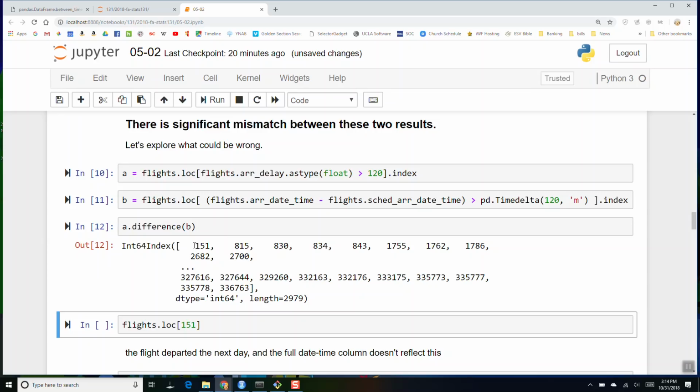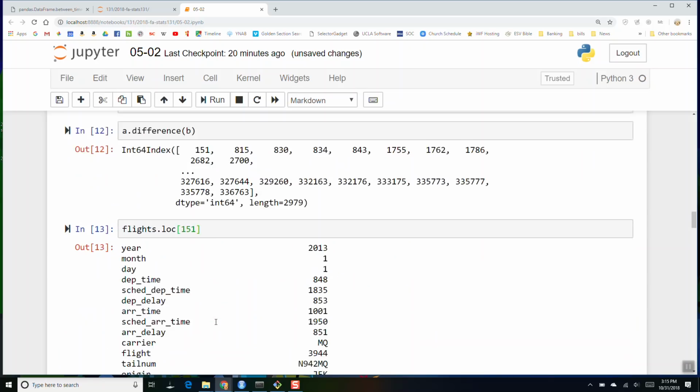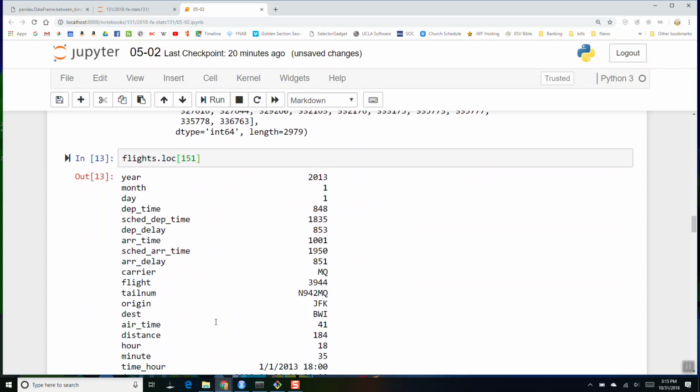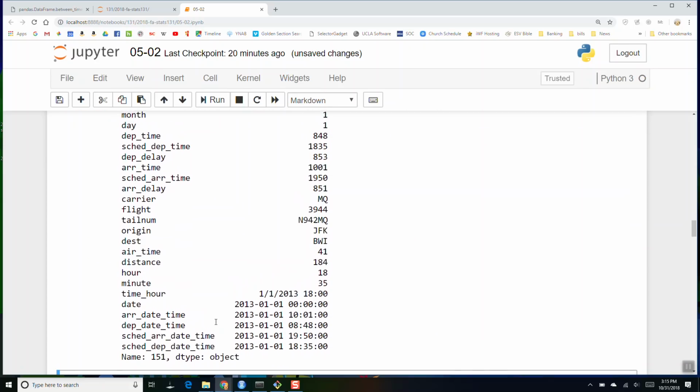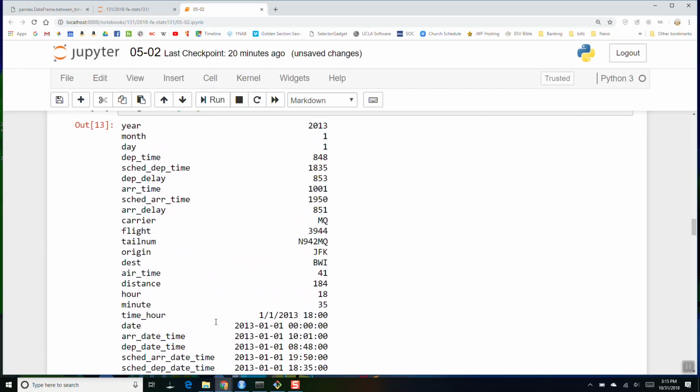Okay, so it says let's look at this case here. So I'm going to say, all right, let's go to flights location 151. Okay, and when you look at it, this requires some detective work and thinking, right? So it said the scheduled departure time was 18:35, 6:35 in the evening, and the departure time was 8:48. Okay, 8:48 in the morning, and the departure delay was 853 minutes. So that's like 14 hours. Okay, there was a 14-hour delay.